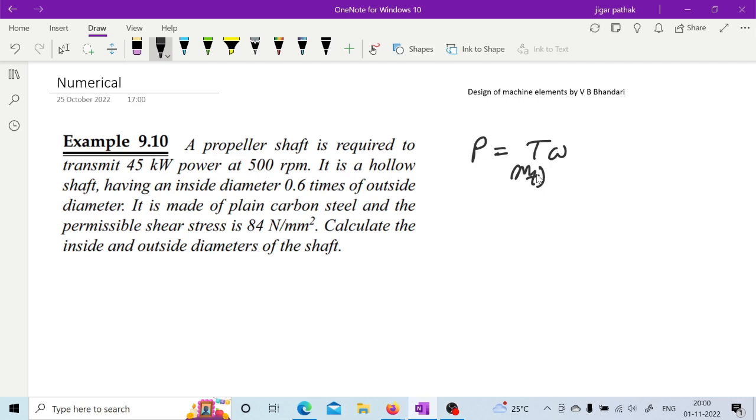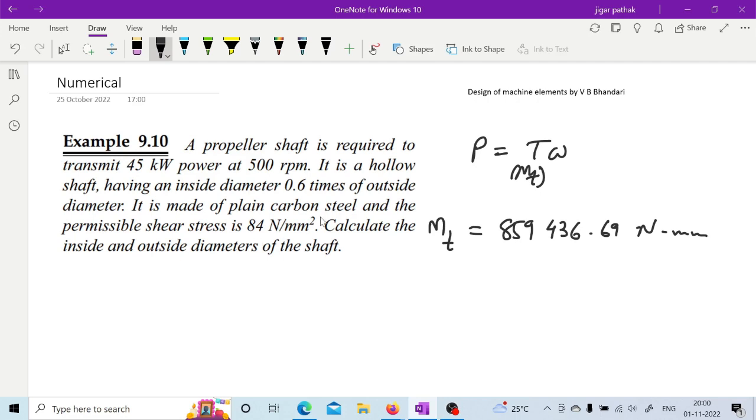Power is given as 45 kilowatt, and then 2 pi N by 60, where rpm is given as 500 rpm. So it will be coming 859.44, I mean 436.69, something like that, Newton mm. Okay, is it near to this? Yes sir, that's it.